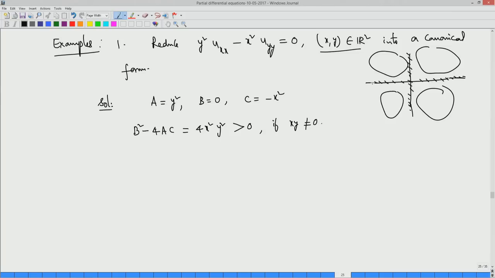In the same way here, even though we want to reduce this equation into canonical form, on the coordinate axes x is 0 or y is 0, so 4x square y square is 0. When it is positive, that is in each of these domains, the equation is clearly hyperbolic. But if it is 0, which is possible on the coordinate axes if xy equal to 0, then in this case it is parabolic.